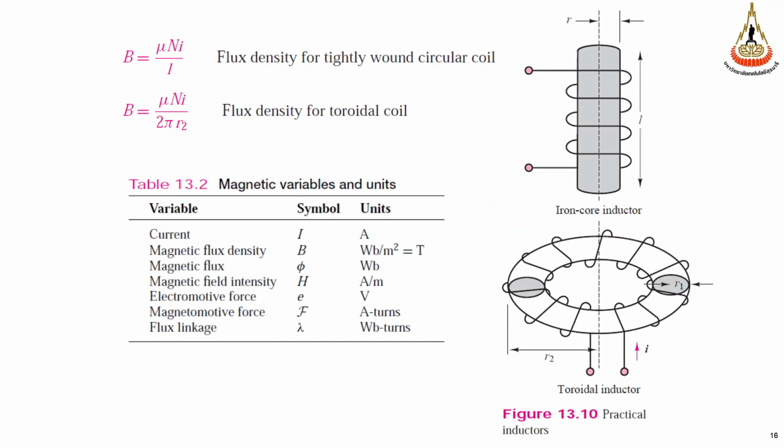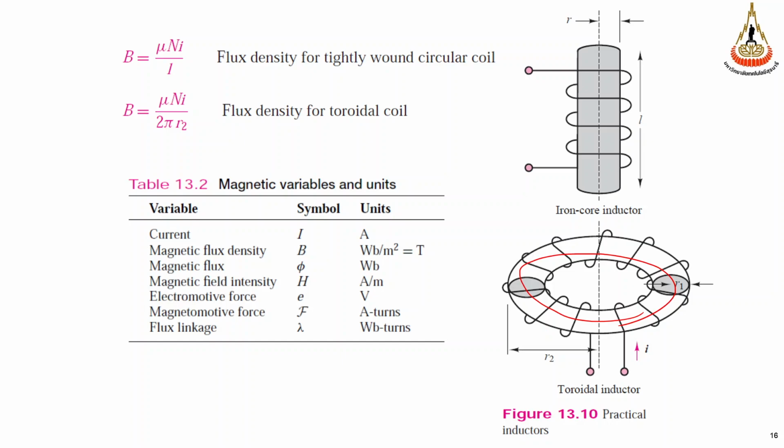We can calculate the flux density by mu N i divided by L, for a tightly wound circular coil. And for a toroidal coil, this donut shape, we calculate the flux density by mu N i divided by 2 pi r, where 2 pi r is the circumference.